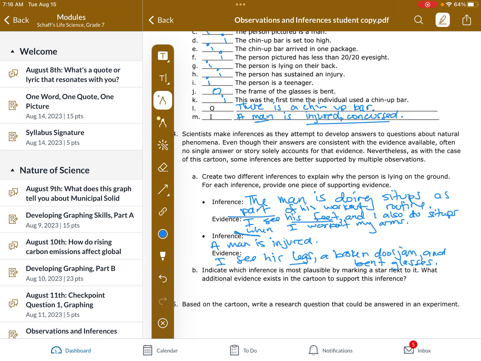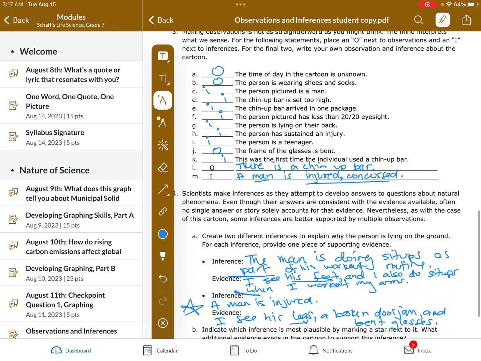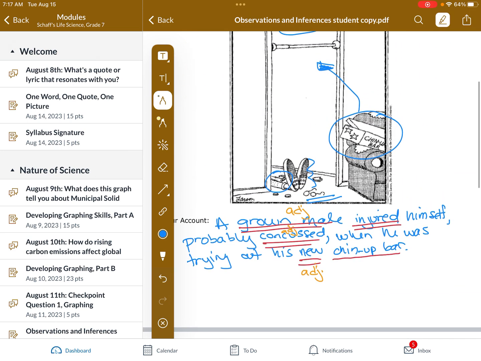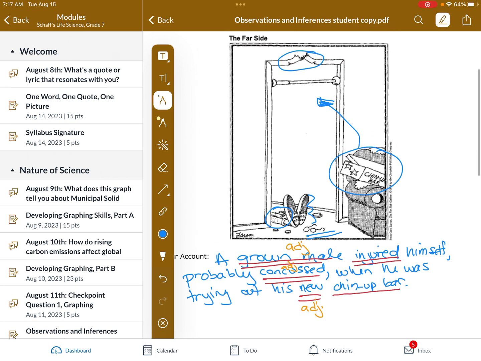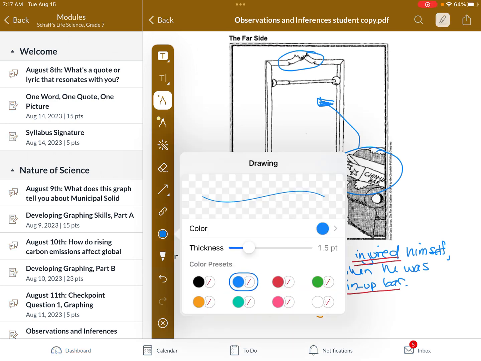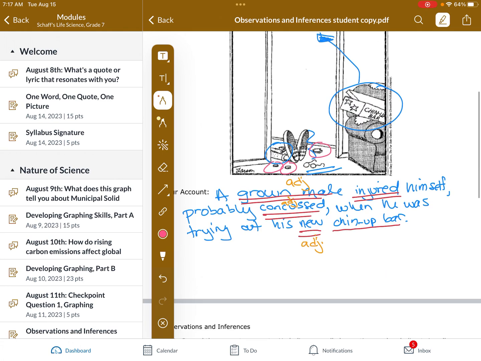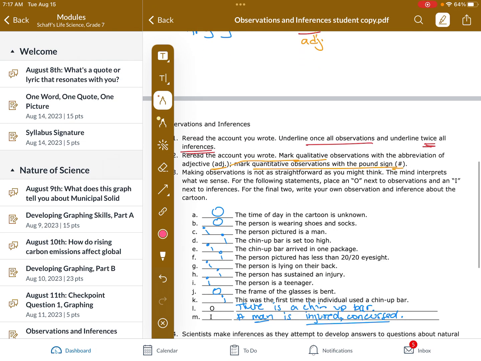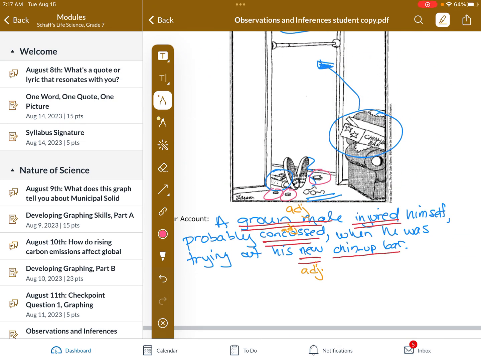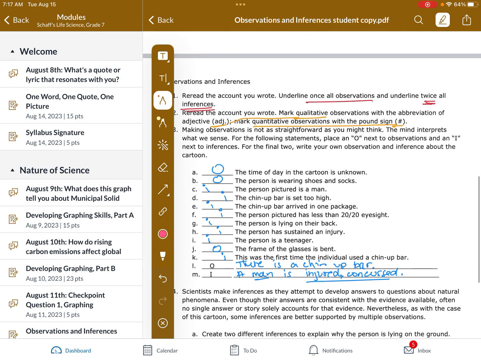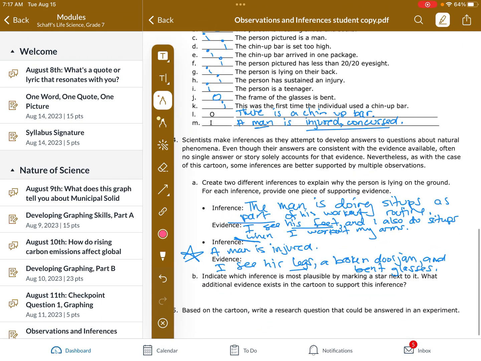Indicate which inference is most plausible by marking a star next to it, and what additional evidence exists in it. Okay, so here's the one that's most plausible. I've got to come up with more evidence that works for that cartoon. I already said the broken door jamb. The new evidence I'm going to add here is what looks like broken debris. So I don't know if that's broken debris, but it looks like it could be broken debris from the door jamb, or it could be coins. I could also go back to this new chin-up bar. So I think I'll go with the chin-up bar.